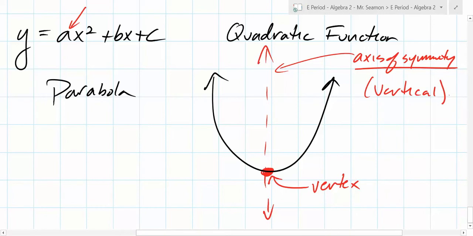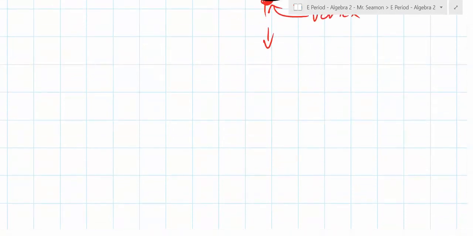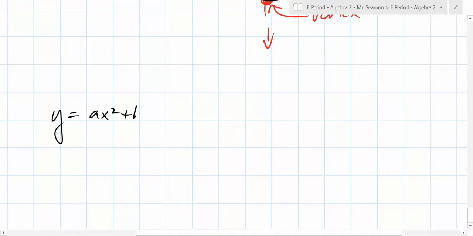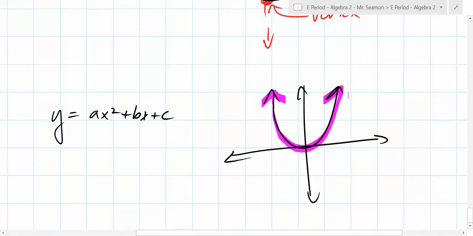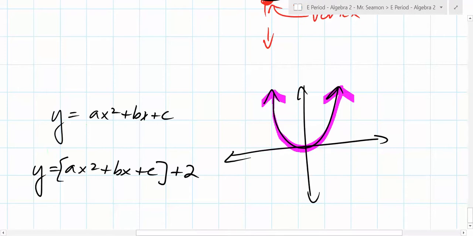So how do you go about graphing these things? Well, let's say I gave you y equals some function ax squared plus bx plus c, and I said it looked like this. So there's your function right here. Let's just say I gave you the picture of that function. What do you think would happen if I did the same function, but I added 2 to it? What do you think would happen to the graph of the function if I added 2 to the outside?